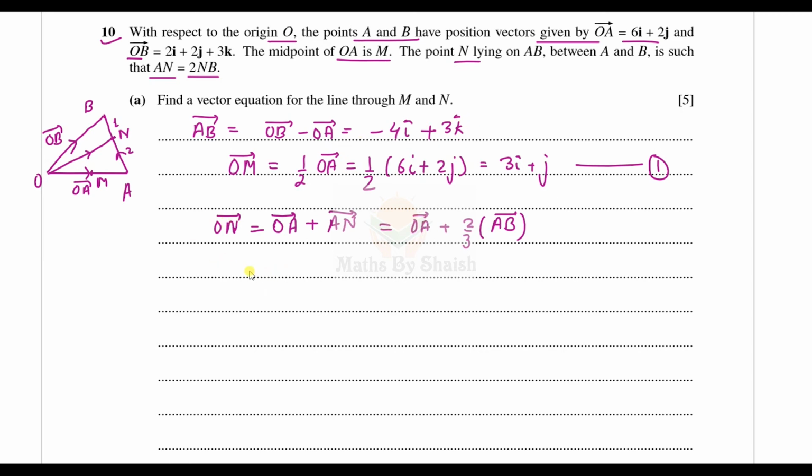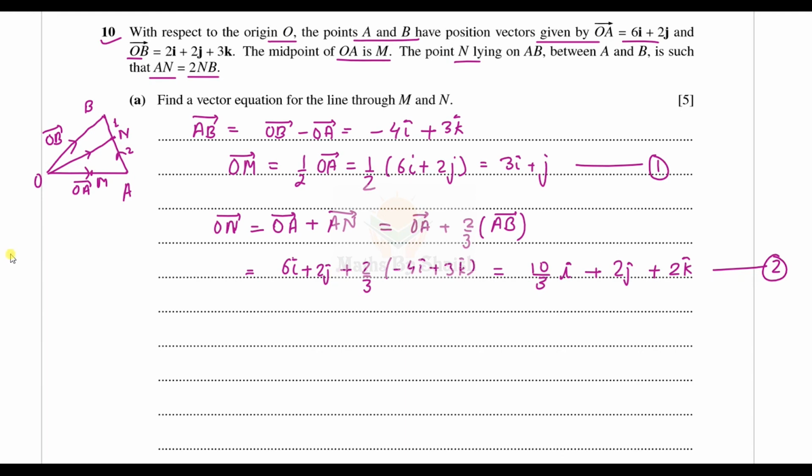So we'll use it here, and that is ON vector, we got it as 6i cap plus 2j cap plus 2/3 of minus 4i cap plus 3k cap, which we can simplify. 6 times 3 is 18, minus 8 is 10, so 10 over 3 i cap, and j cap alone, so it is 2j cap, and 3 into 2 by 3 is 2 only, so plus 2k cap, and this is the ON vector. Let's mark it as equation number 2.